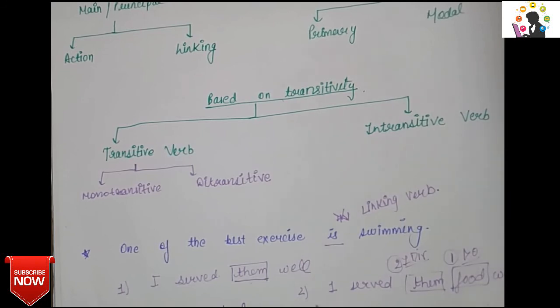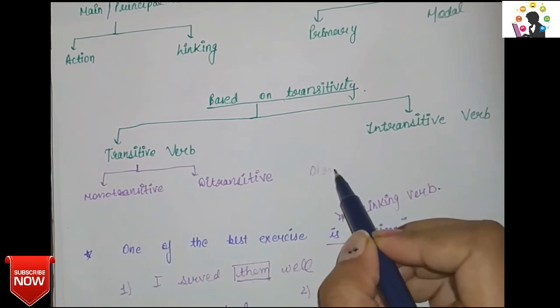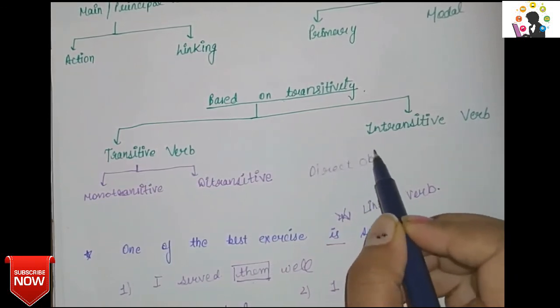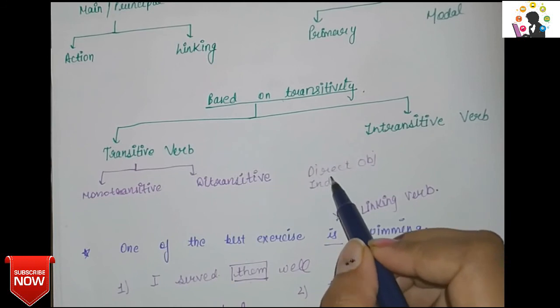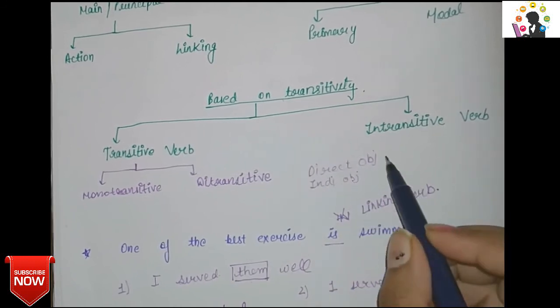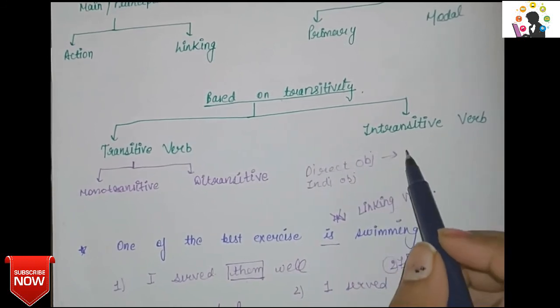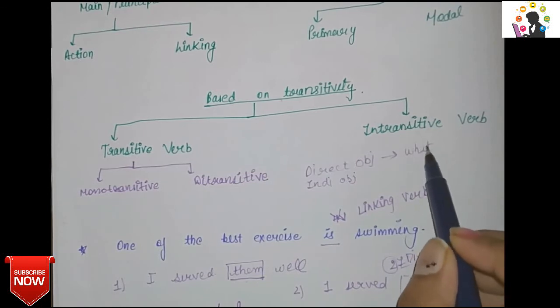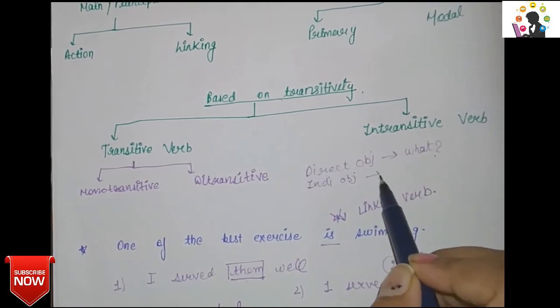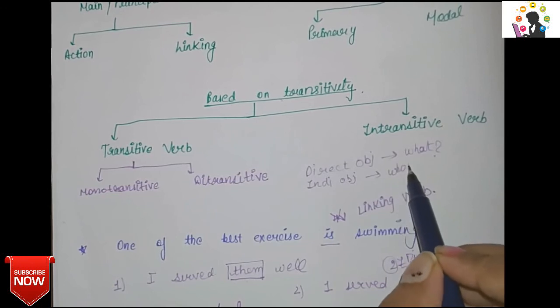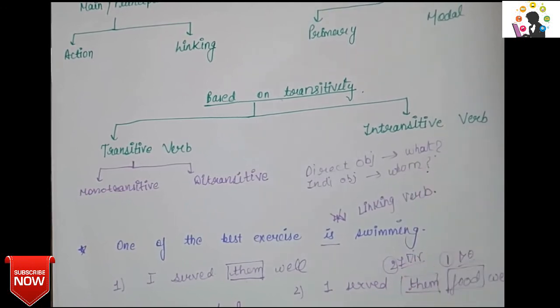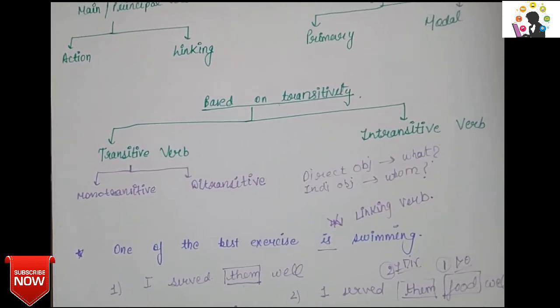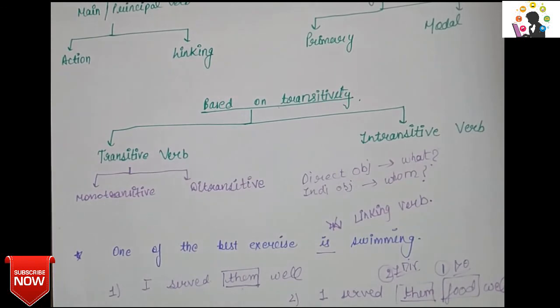The main difference between direct object and indirect object is that a direct object contains the answer of what, or an indirect object contains the answer of whom. So this is all about verbs. I believe that you understand this and you can identify easily linking verb, action verbs and all that.